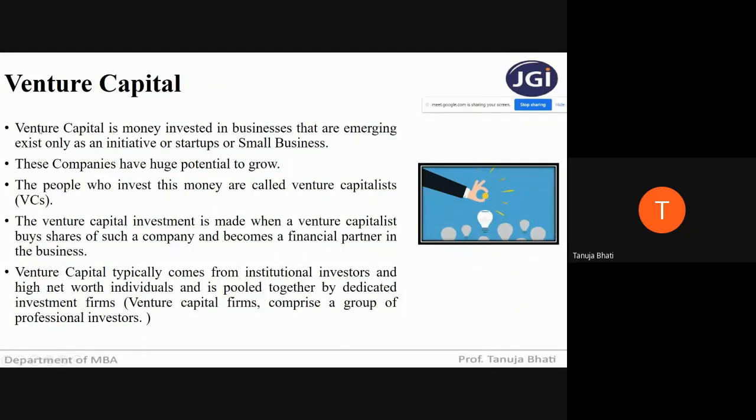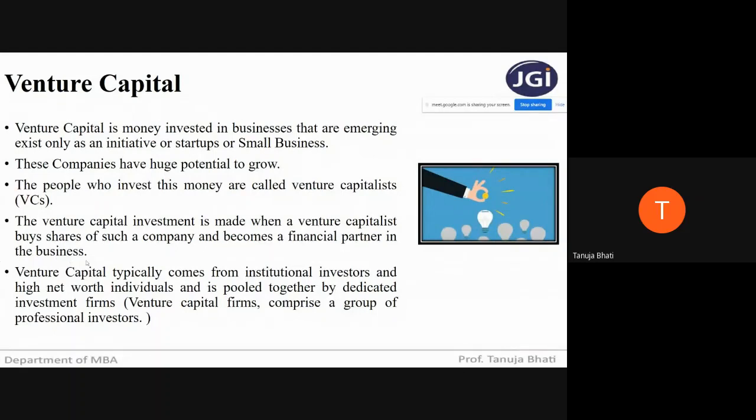Okay, so let me read this. Venture capital is the money invested in businesses that are emerging, exist only as an initiative, or are startups or small businesses. These companies have huge potential to grow. The people who invest this money are called venture capitalists. The venture capital investment is made when the venture capitalist buys the shares of such a company and becomes a financial partner in the business. So obviously when you purchase the shares of a company, you have a right in the decisions of the company, you become an owner of the company.